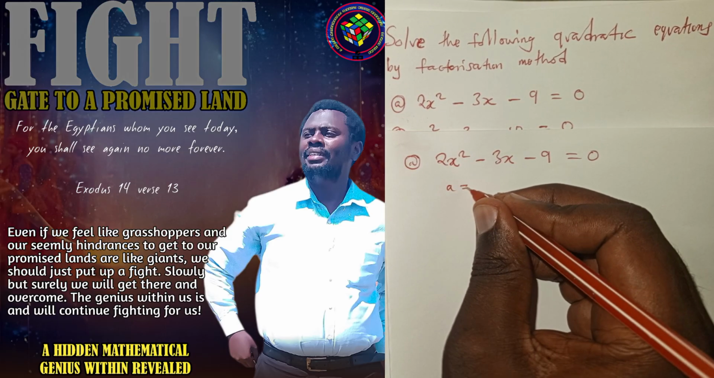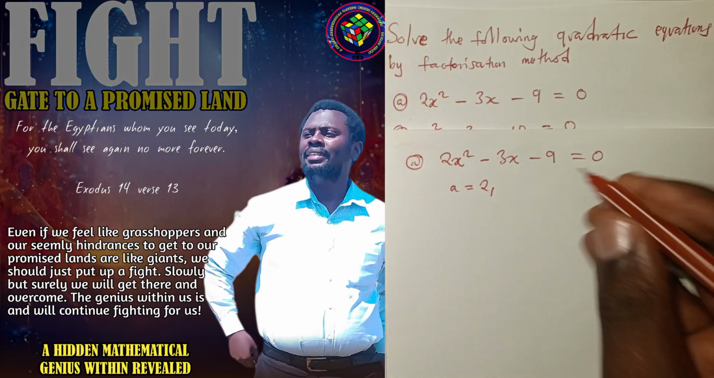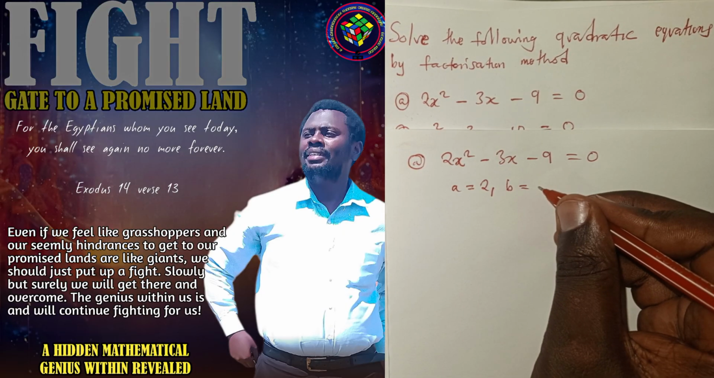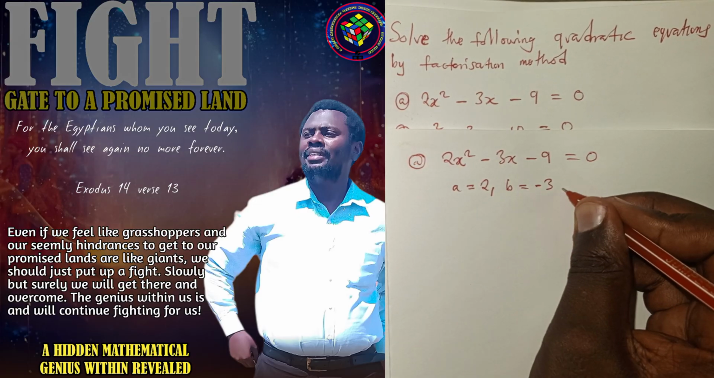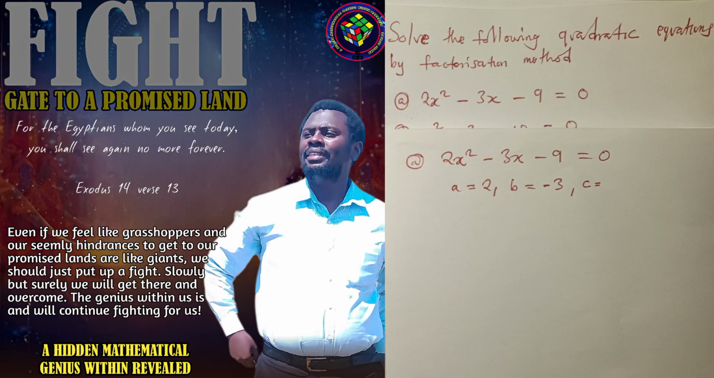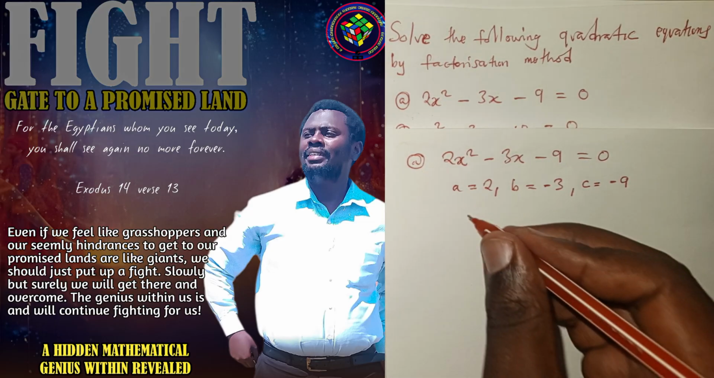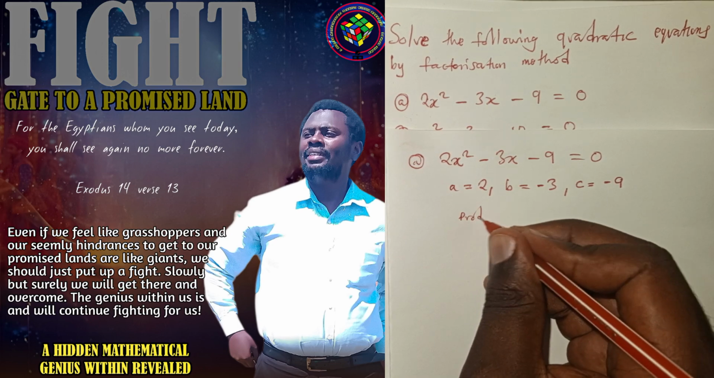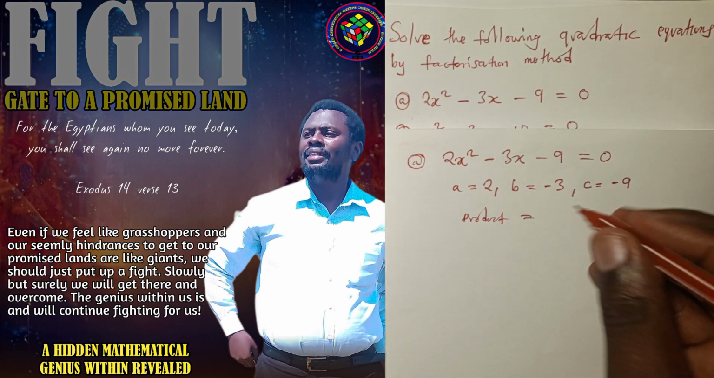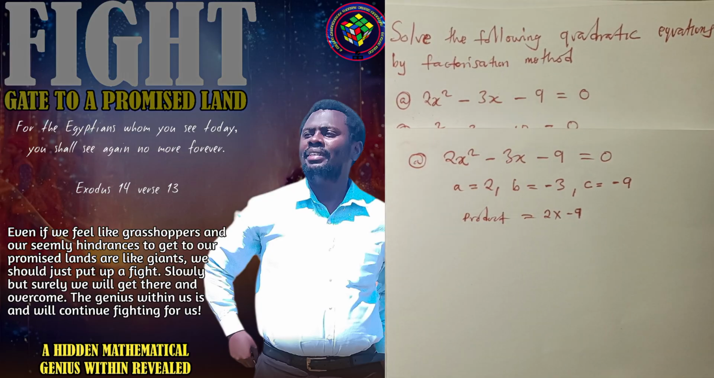So a is just the coefficient of x squared, and that is 2. b is the coefficient of x, and that is minus 3. And c, the term independent of x, that is minus 9. So first step, we find the product, and product is just a times c. So that is 2 times negative 9.